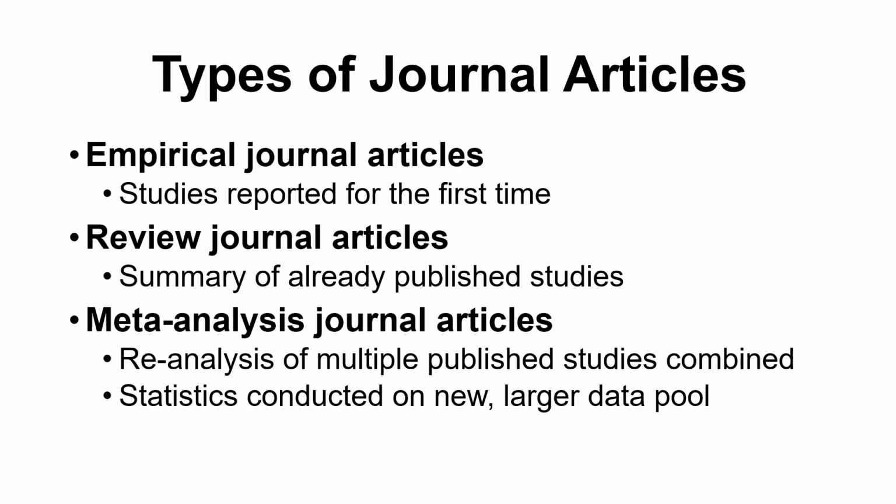We'll start by talking about 3 broad categories of journal articles. The first are our empirical journal articles, or primary studies, or primary sources, I guess is another term. And these are studies that have been reported for the first time. So if I conduct research and I have my experiment and I want to write that up and share it with the world, my publication would be an empirical journal article. And if you wanted to cite one of those sources, that is a primary source because you are directly reporting some research that someone has conducted.